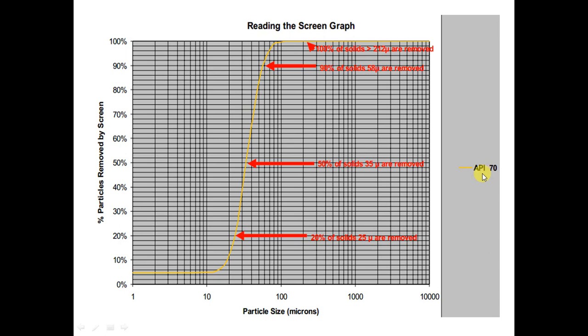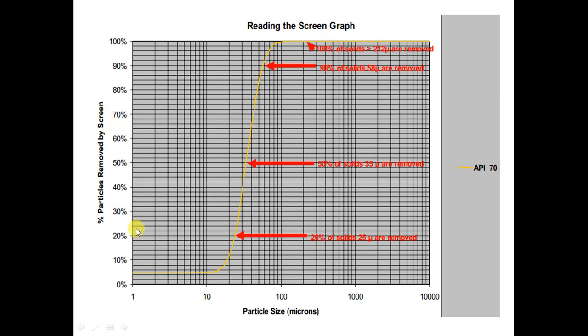I will talk about the screens in detail later, but let's talk about it now. API 70 is a type of screen. This is the D cut point graph for it. What is the meaning of this? This is the particle size in microns versus the percent of particles removed by the screen.